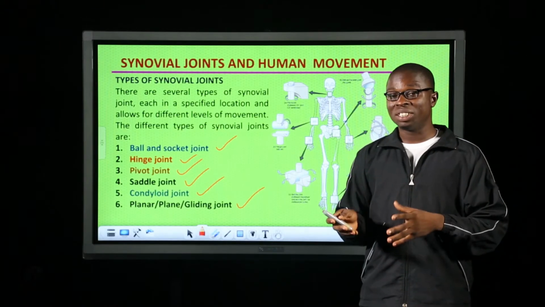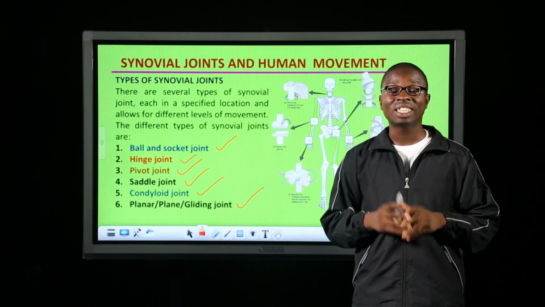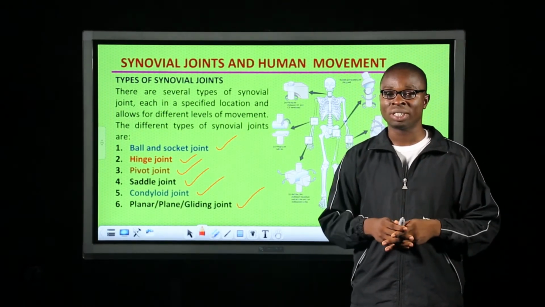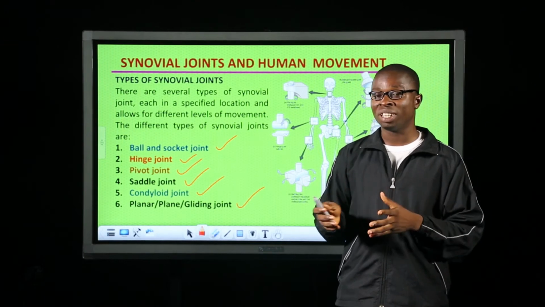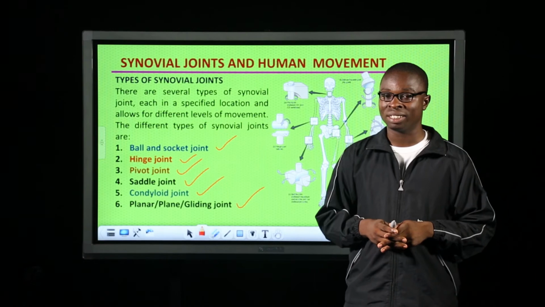Before talking in detail about each of these synovial joints, it is important to note that each one of them performs unique functions in relation to movement. That's why I want to talk briefly about some movement terms we may come across in the course of this lesson.